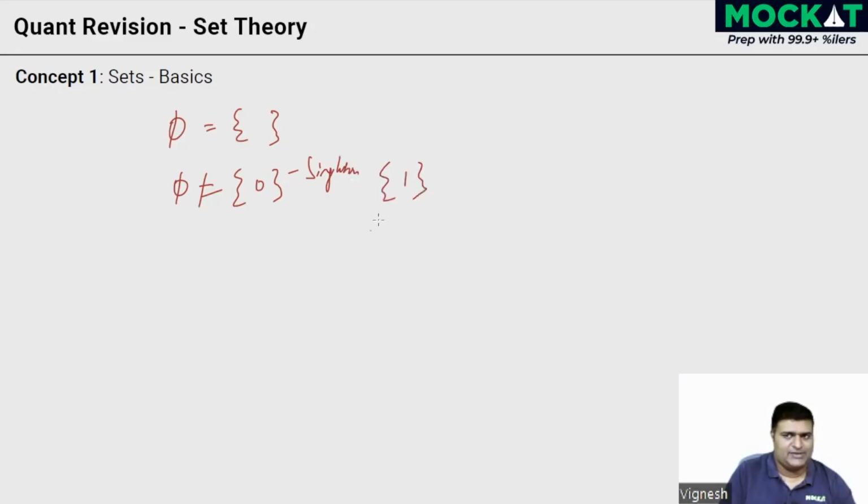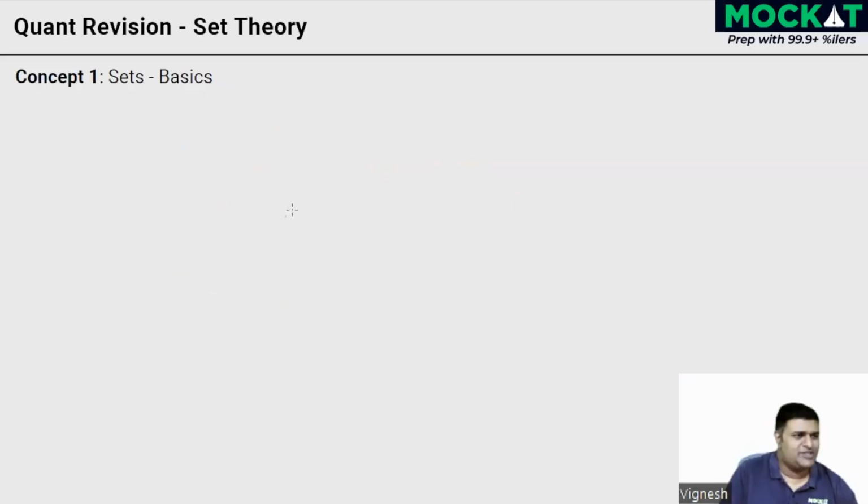So another singleton set is 1, 2, 3, right? These are all independent sets. Next is an infinite set. An infinite set can also be defined as the set of all natural numbers, 1, 2, 3, dot, dot, dot. That's it. It's an infinite set, and so on and so forth, right? So let's not get too much into the theory. When we start working out the sums, we'll have a better hang of it, right?